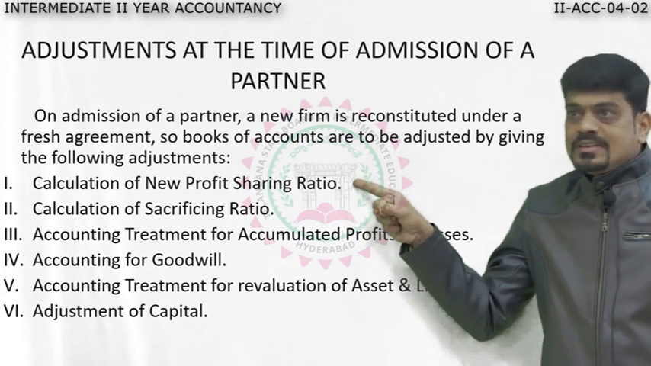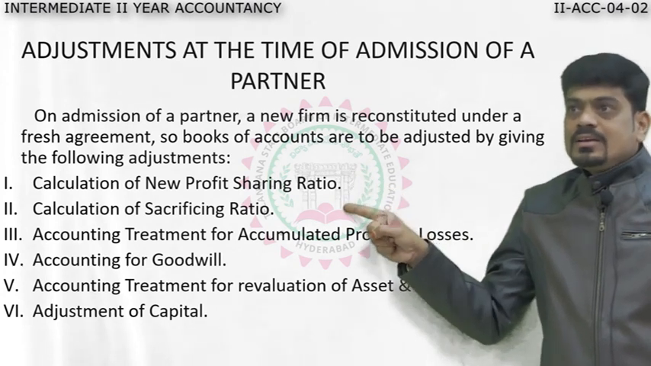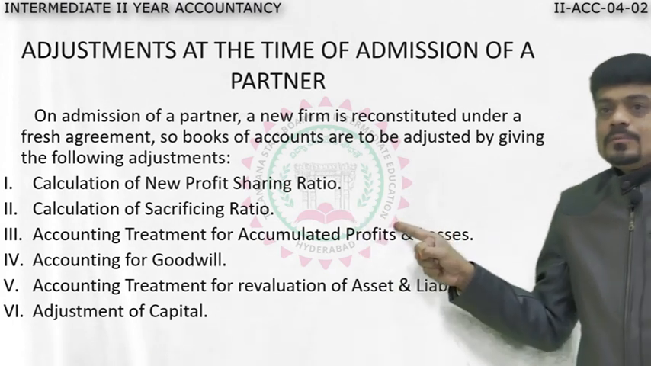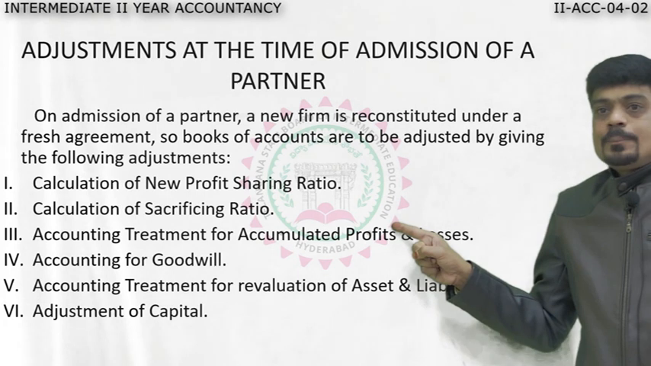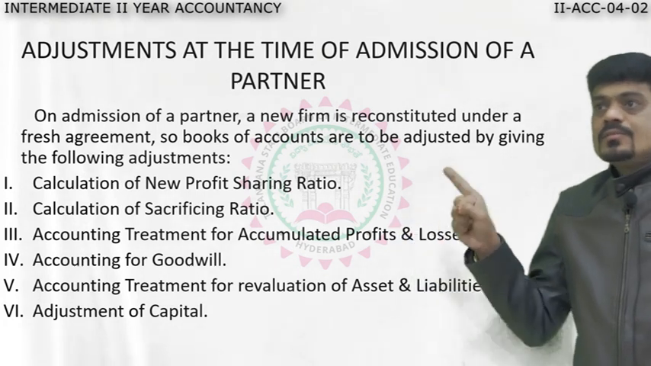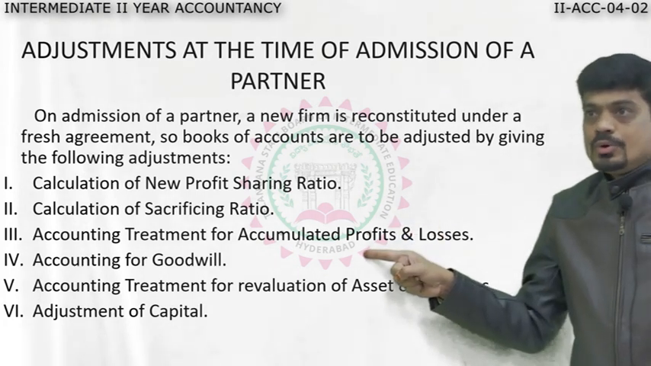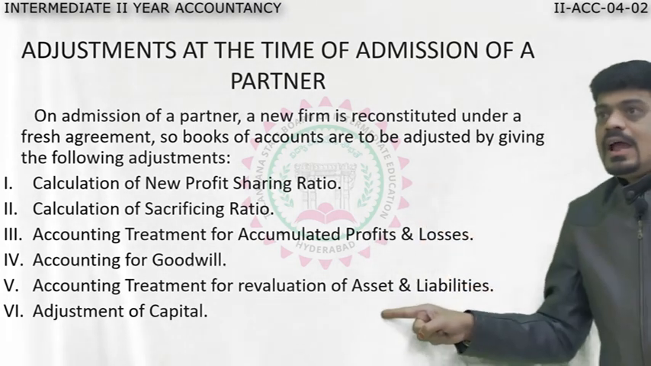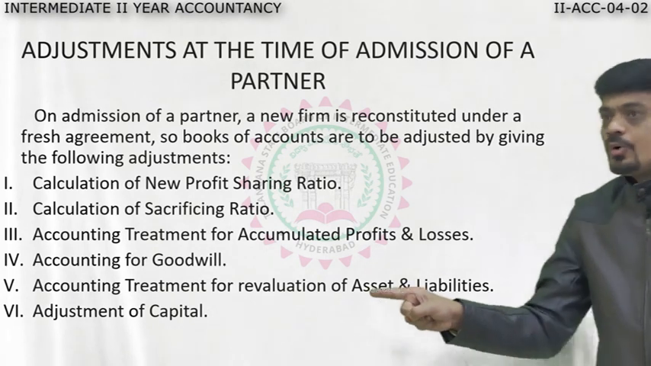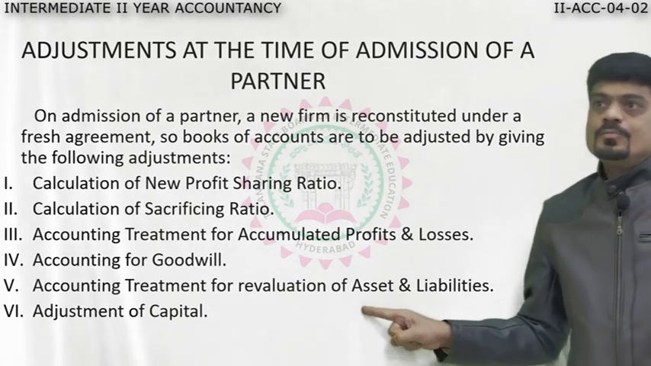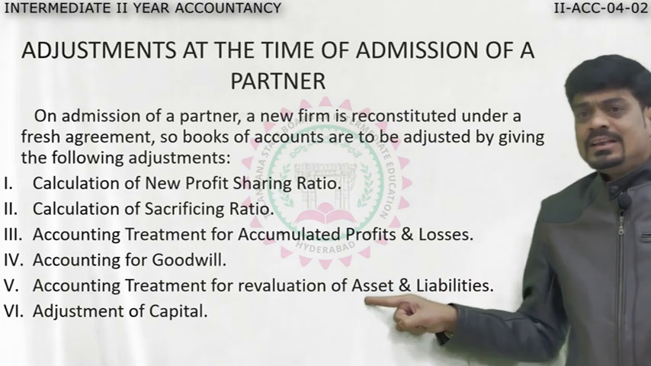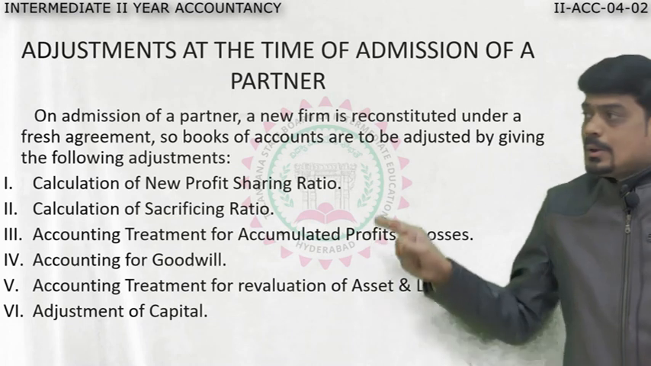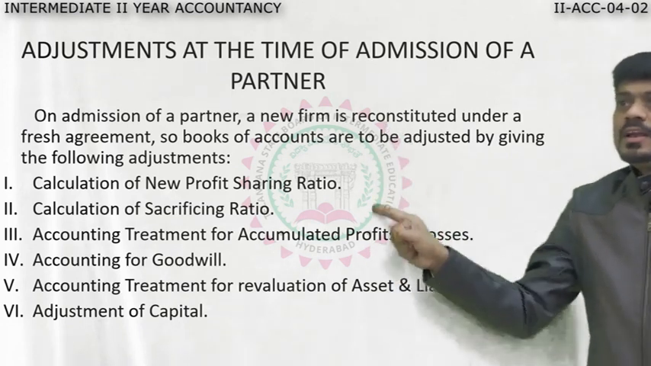Expected 2 marks. Please keep in mind. Second, sacrificing ratio. Then we learn treatment for accumulated profits and losses. Then we learn treatment for goodwill. Then revaluation of assets and liabilities, and adjustment of capital. Of course, the sixth treatment, that is adjustment of capital at inter-level, and especially in this year, it is not that much important. But all these adjustments are important.